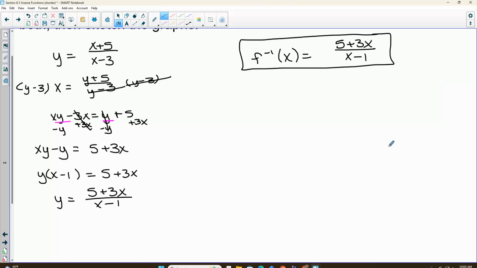So there's my inverse. Domain and range for both the function and its inverse. So we have 4 things, but we know the domain of the function and the range of the inverse are the same. The range of the function and the domain of the inverse are the same.